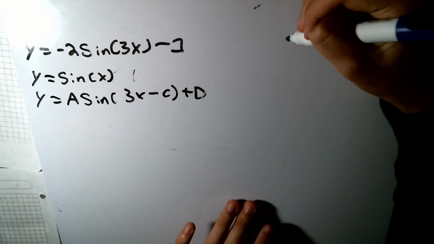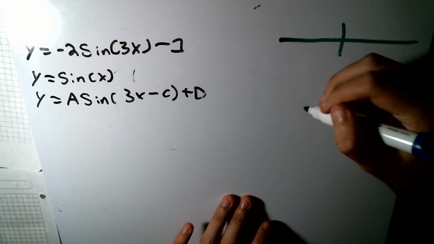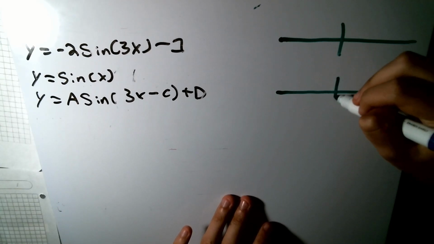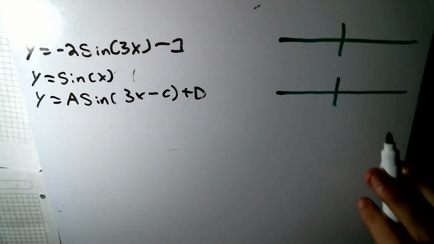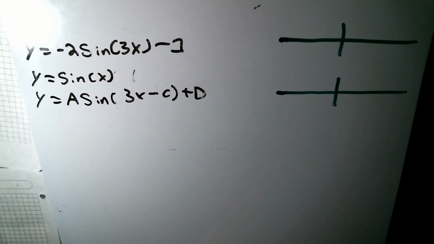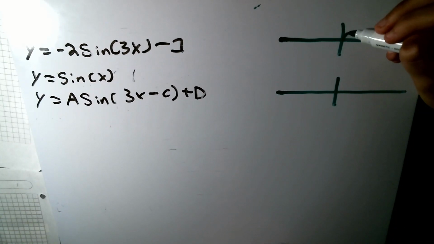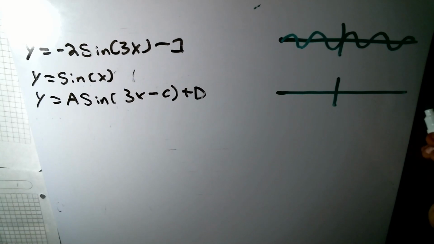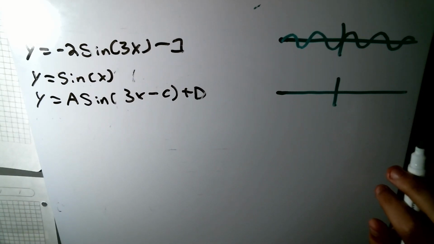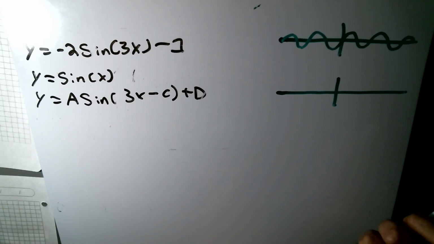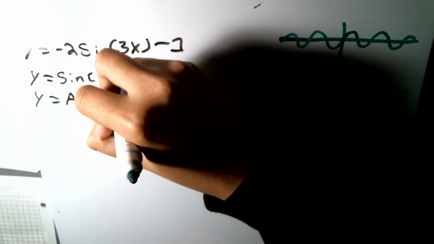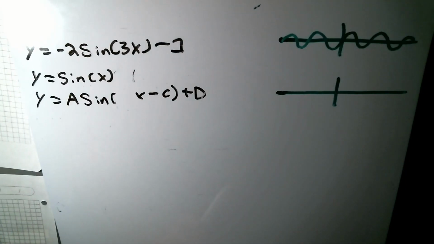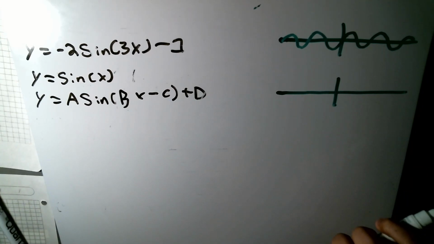So we're going to draw the normal sine, and we're going to draw here the one that we're going to do right now, which is minus 2 sine of 3x minus 1. So the sine will just be like this. Yeah, the boring same sine as always. And well, we can get an image of this.